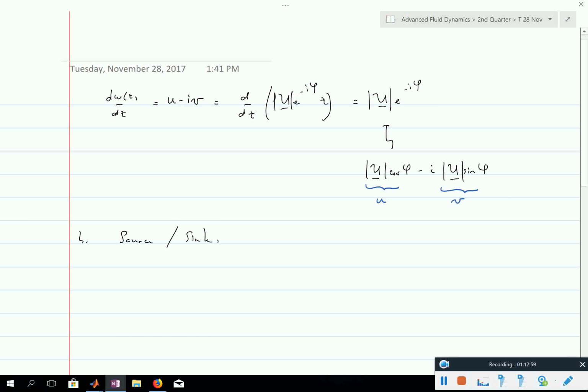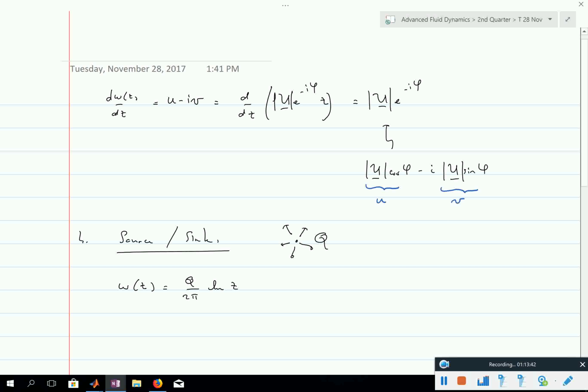So sources and sinks look just like our other sources and sinks. If this is Q, I think I called it capital Q in the previous lecture. Okay, so we have a source of volumetric flow rate capital Q, right? And then in that case, the complex potential looks exactly like the one for the real potential, and it's going to be Q divided by 2 pi times the natural log of z.